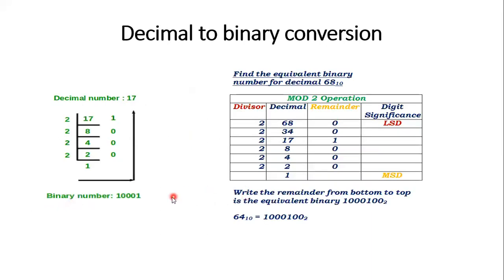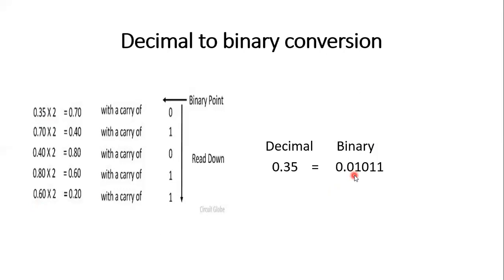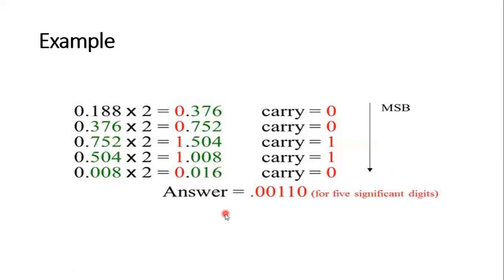Top to bottom, which gives the fractional value. Suppose you are given 17.35, then we convert 17 like this, 10001, point, and 0.35 is this value, 0.01011. This is another example, the same way.